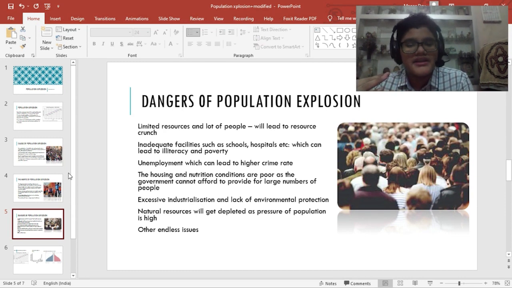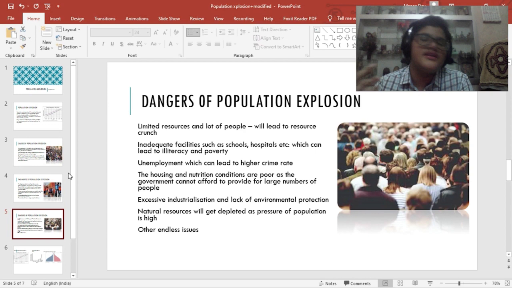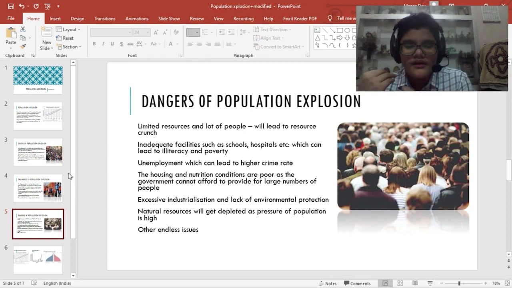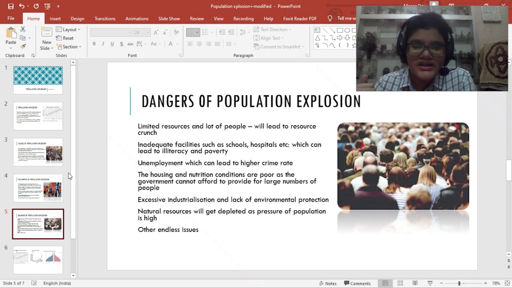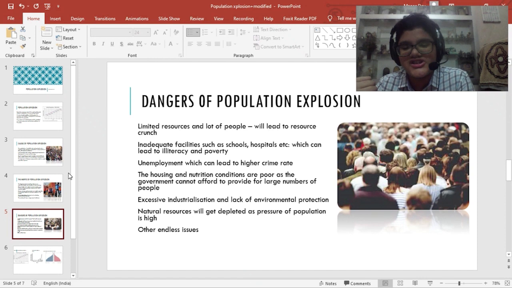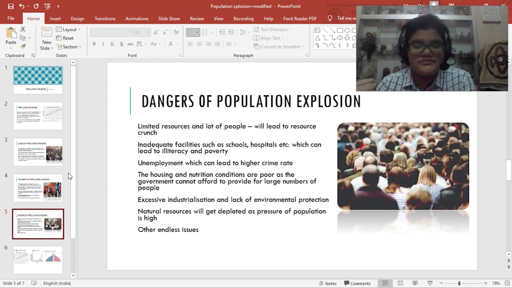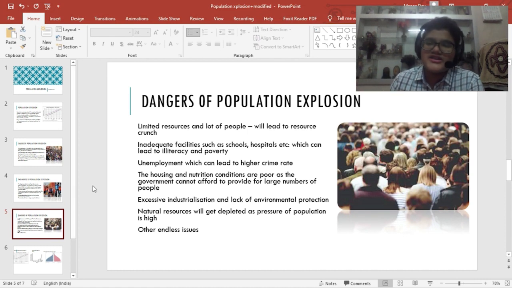This illiteracy and poverty can lead to unemployment, which further leads to a high crime rate. The housing and nutrition conditions are poor, especially for the poorer people, as the government cannot afford to provide for a large number of people. The excessive industrialization and urbanization found in most of the countries with population explosion can lead to a lack of environmental protection. Natural resources will get depleted as the pressure of population is high. Along with this, there are many other endless issues.